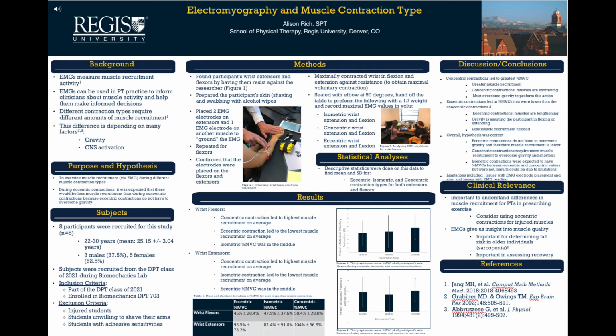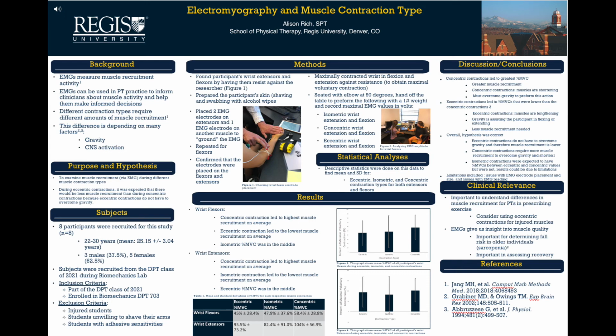Overall, our hypothesis was correct, although we expected eccentric to be lower than isometric for percent MVC for wrist extensors. These results could have been found due to various limitations, including issues with EMG electrode placement and the software we used. As PTs, this has clinical relevance.